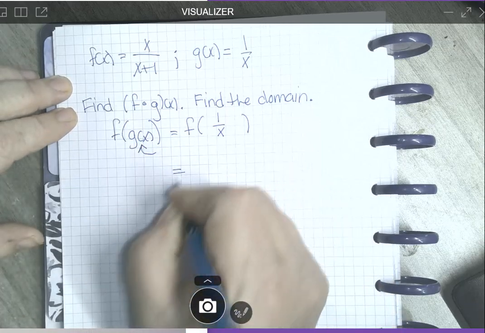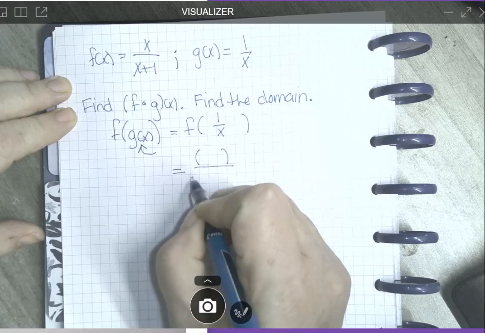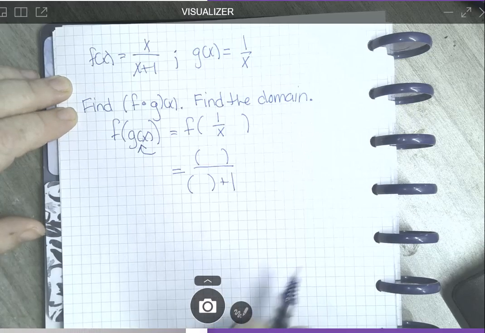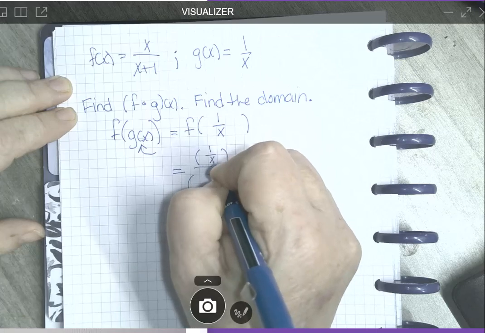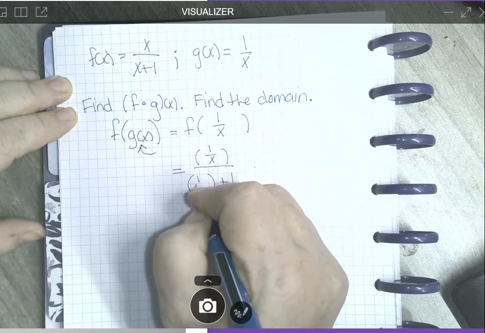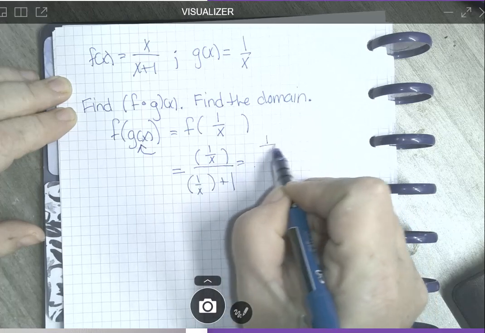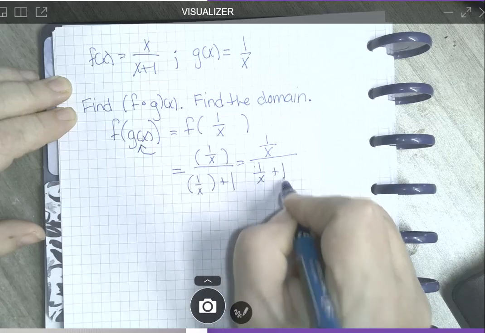and I'm just going to write equals. Now I'm going to rewrite it with the parentheses around each variable. What am I going to put in my parentheses? This guy, 1 over x, and 1 over x. So that's going to look like this: 1 over x all over 1 over x plus 1.